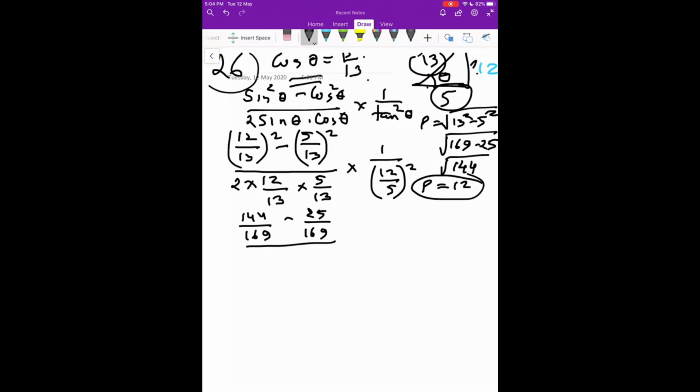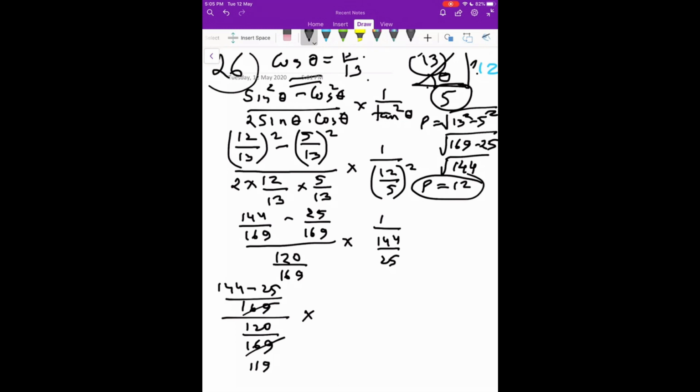On the lower side, as you multiply all three, there is no cancellation. You cannot cancel anything, so you have to multiply 2 into 12, and at the same time I'll also be multiplying the lower part, which is 13 into 13. So 24 into 5, I'll take it as 120, over 169, and at the same time here it is 1 by 144 by 25. Now taking 169 as an LCM, this is 144 minus 25, and this is 120 by 169. So this 169 and 169 you can cancel. If you subtract 144 minus 25, you are going to get 119.